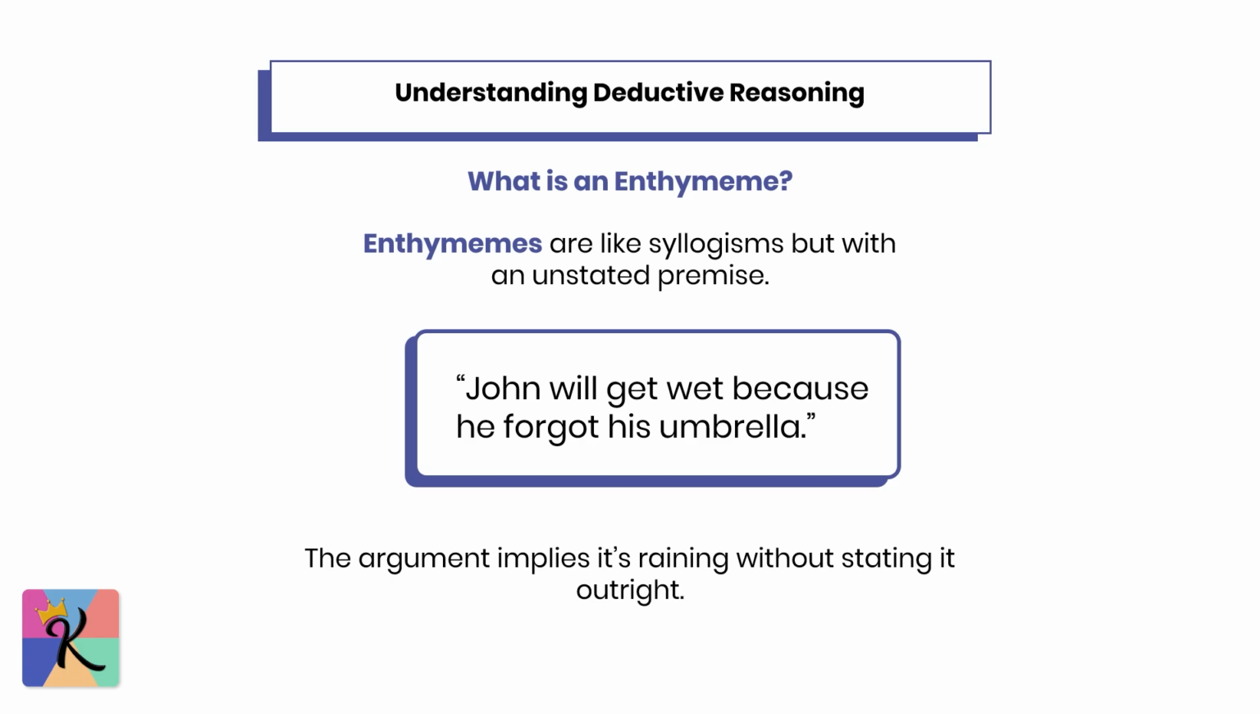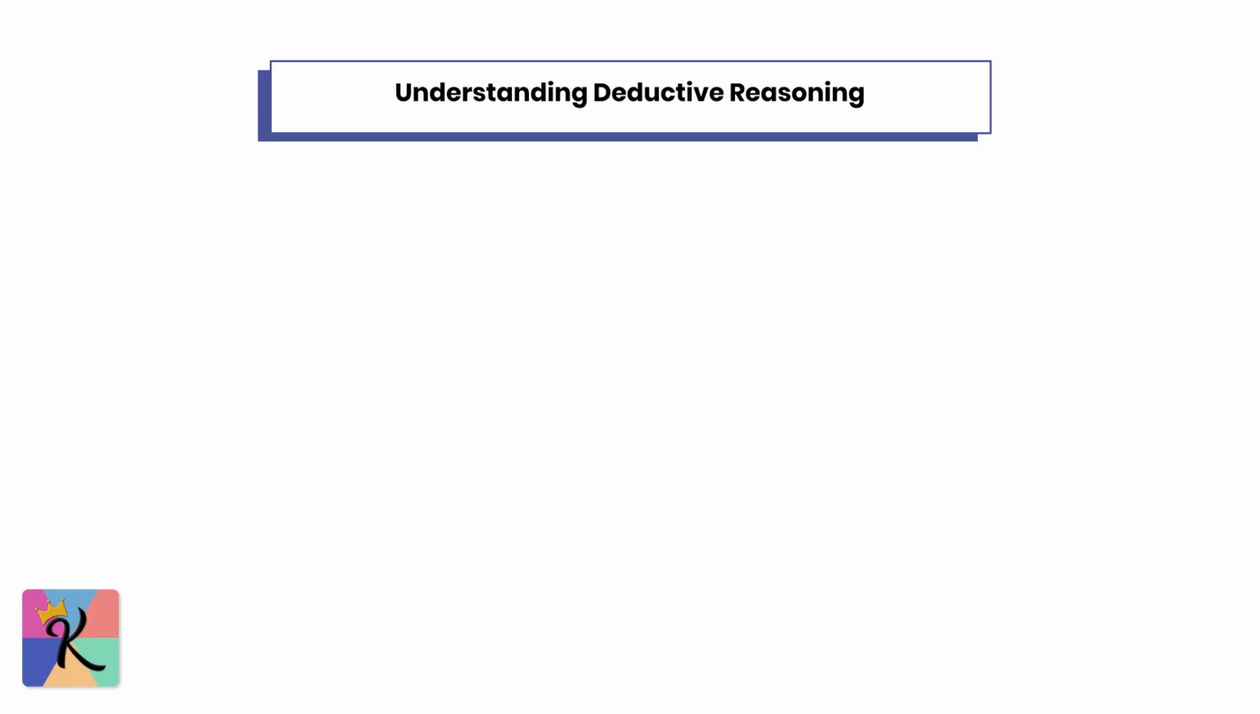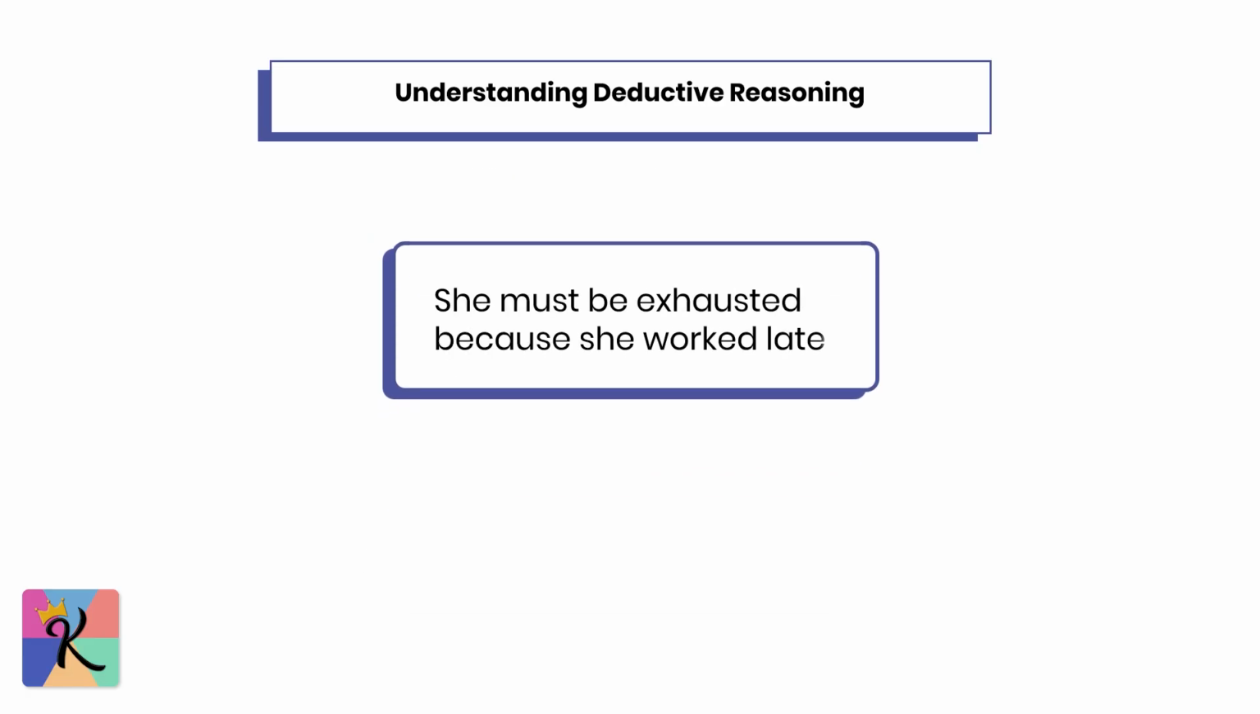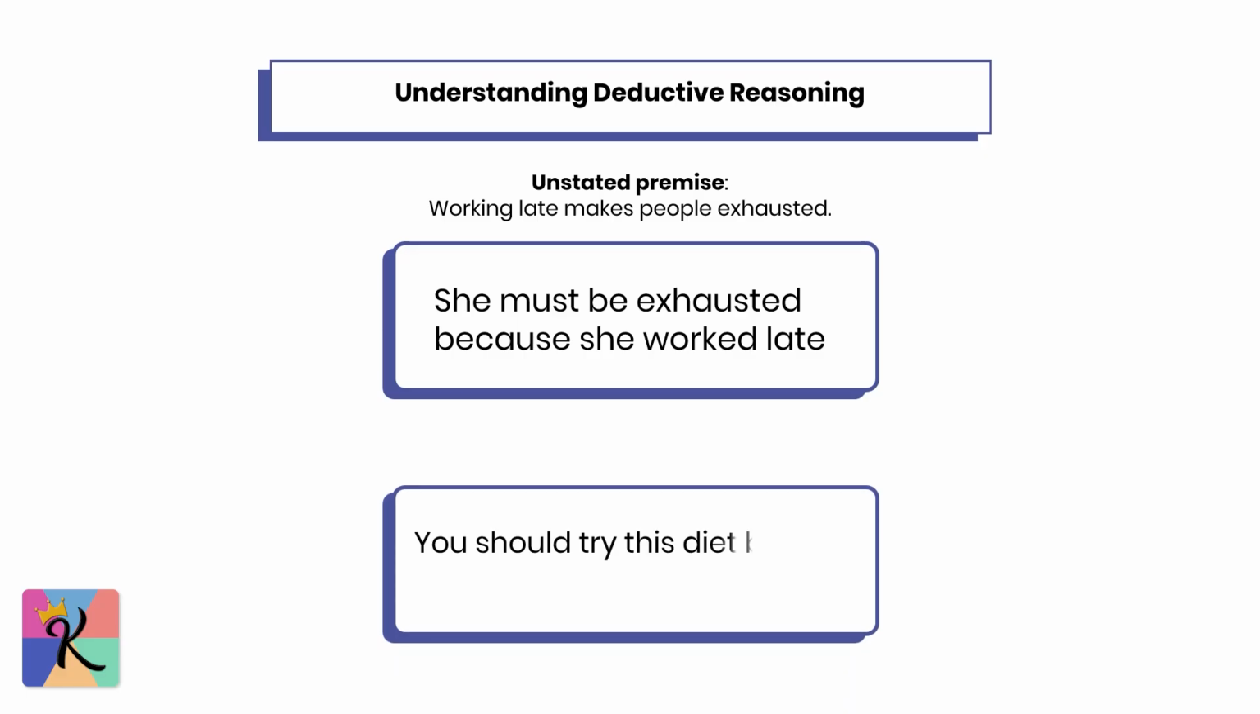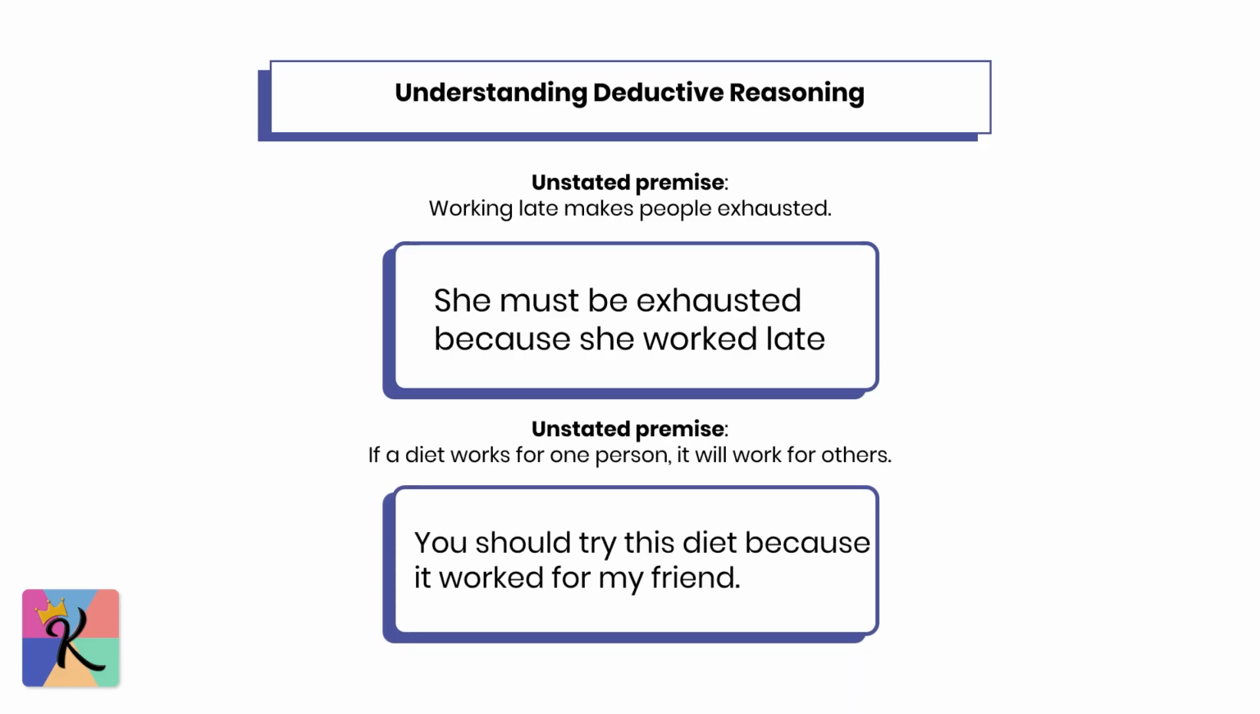In CARS passages, you'll often encounter arguments that are enthymemes, where the author expects you to fill in the missing piece. You need to be able to spot these gaps and understand how they affect the argument. Let's walk through a few examples. Examples of enthymemes: She must be exhausted because she worked late. Unstated premise: working late makes people exhausted. You should try this diet because it worked for my friend. Unstated premise: if a diet works for one person, it will work for others.